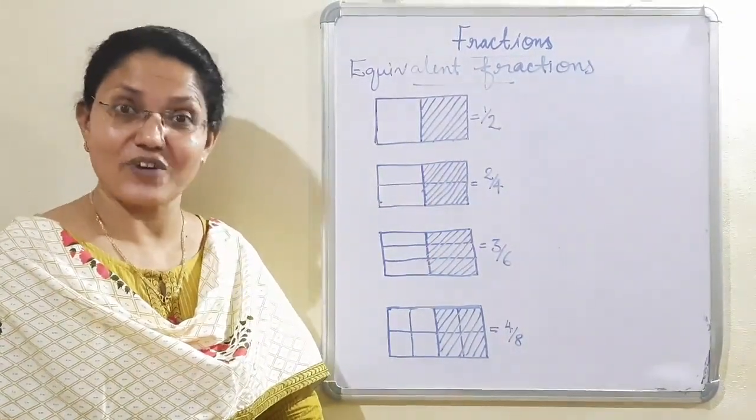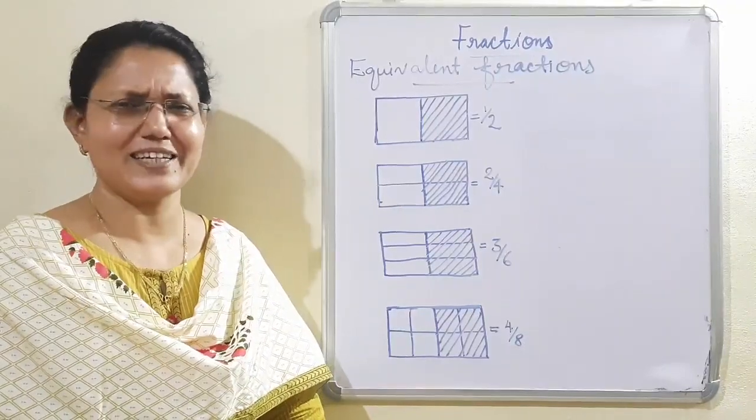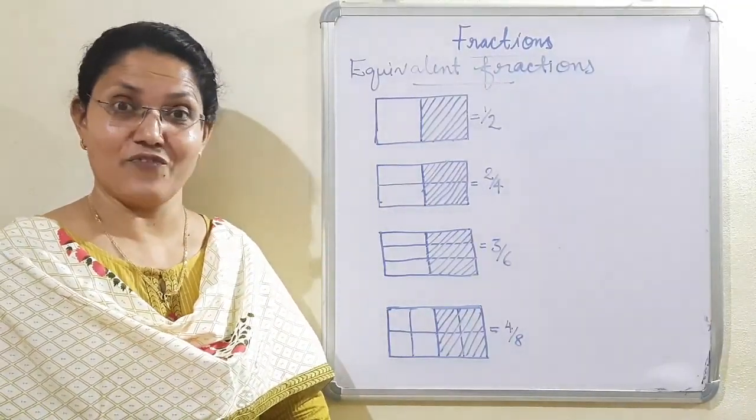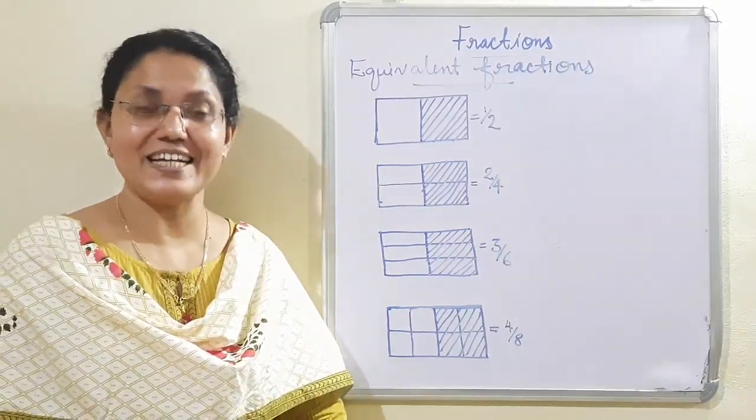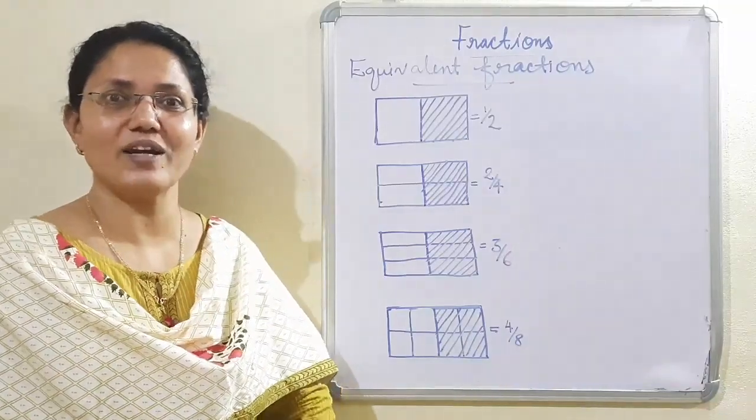This type of fractions are called equivalent fractions. Then can you tell me what is an equivalent fraction? What did you understand? Fractions which represent the same value are called what? Equivalent fractions.